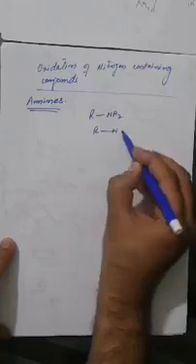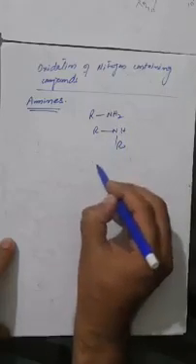Today we shall talk about the oxidation of nitrogen containing compounds. In different organic compounds, the most important class of organic compounds are the amines. And amines may be classified into primary, secondary, and tertiary amines.